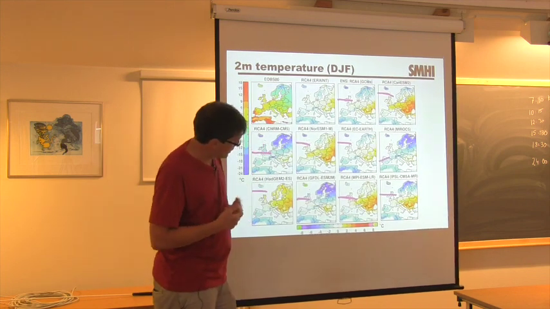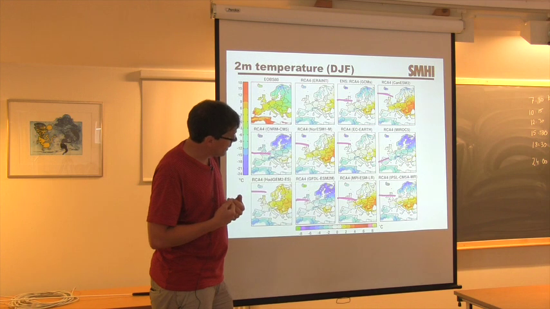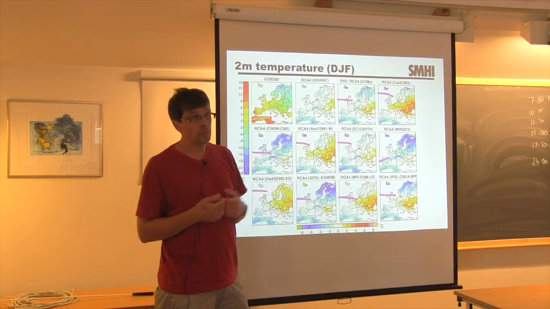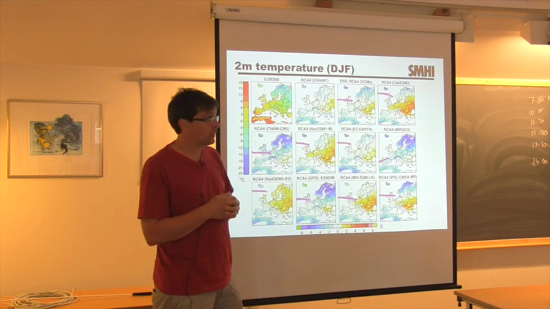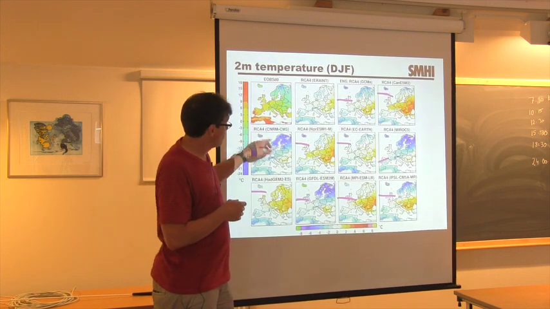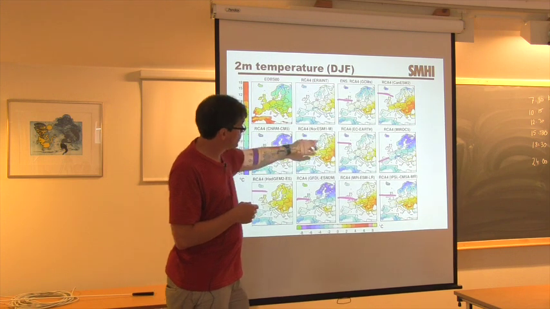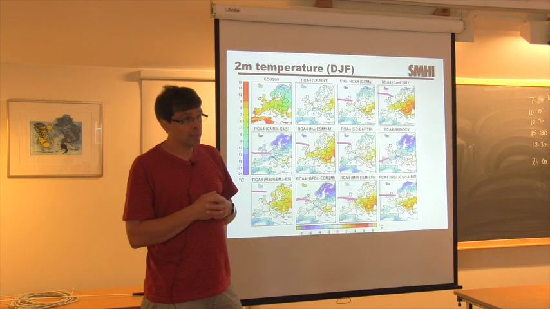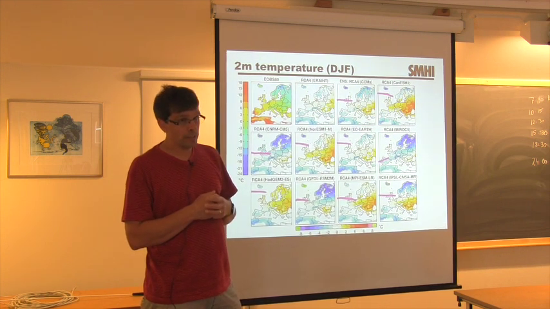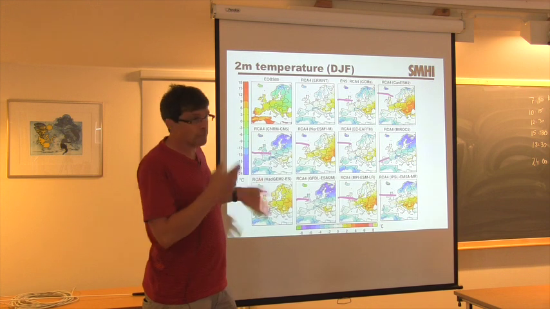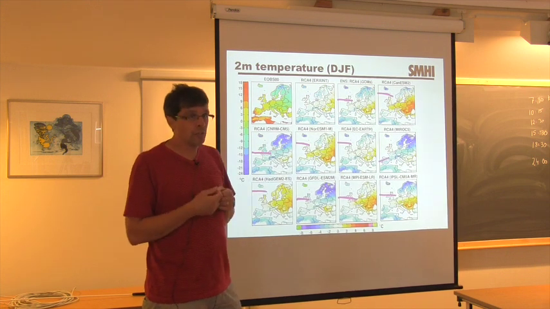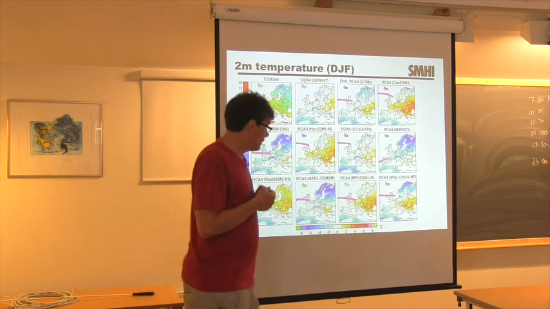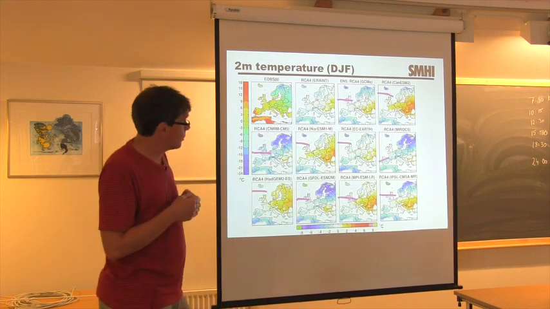So there are, to some extent, biases in the temperature that are related to how the model simulates the large-scale circulation. While north of this line we see bluish colors in most of these, indicating cold biases. So in these areas there is too little moist and warm air from the Atlantic coming up. So there are some features here that can be explained really by problems with the large-scale circulation in the global climate models.